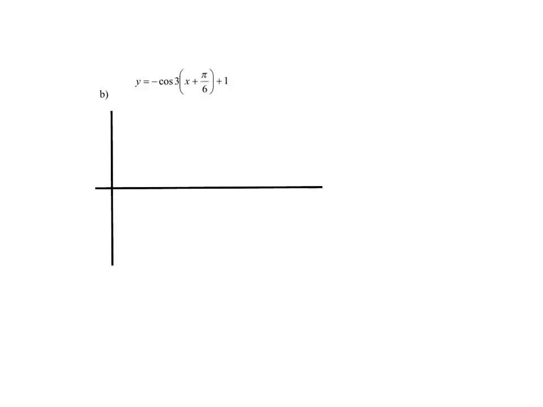Okay, so when we look at example B, we notice a few things. We notice we have a reflection across the x-axis. We have a horizontal stretch by a factor of 1/3. We have a phase shift to the left pi by 6. And we have a vertical shift up 1 unit.